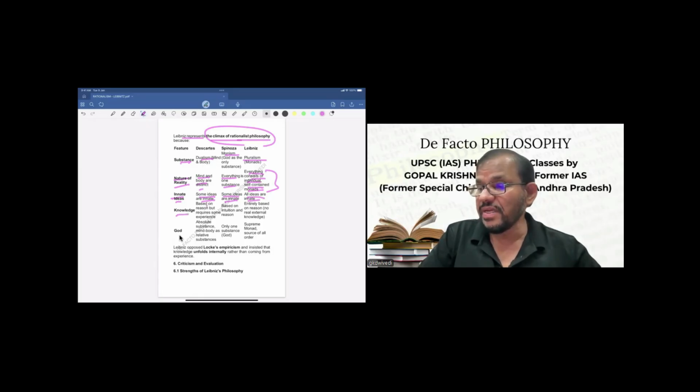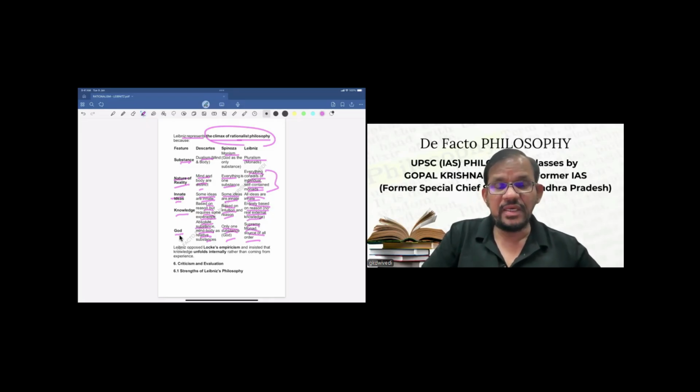Knowledge: for Descartes, knowledge is based on reason but requires some experience about the absolute. Spinoza says based on intuition and reason. Leibniz says entirely based on reason, no real external knowledge. What is God? For Descartes, God is absolute substance, mind and body relative substances. Spinoza says only one substance, that is God. Leibniz says the supreme monad is God, which is the source of all order. Leibniz opposed Locke's empiricism and insisted that knowledge unfolds internally rather than coming from experience, which you have already seen.